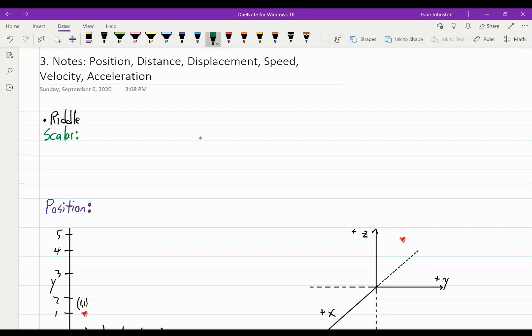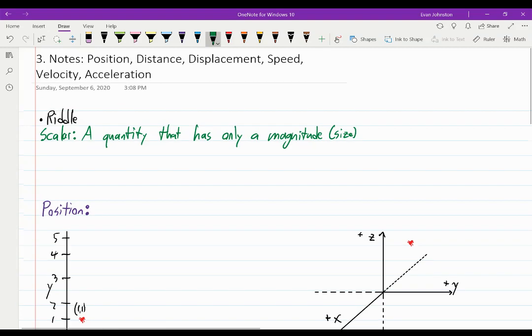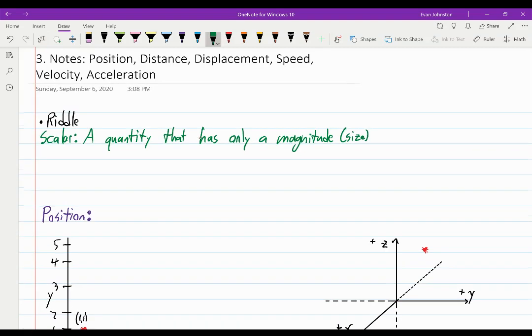Now, scalars are quantities that have only a magnitude. When I say magnitude, I really just mean size. Like, how long is it? That's it. Or how big is it? But no direction. So, for instance, maybe I just say 5 paces, 5 steps. That's it. You're like, where? Which way? I don't know.